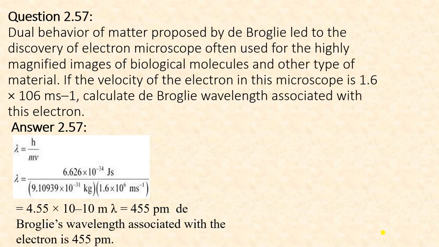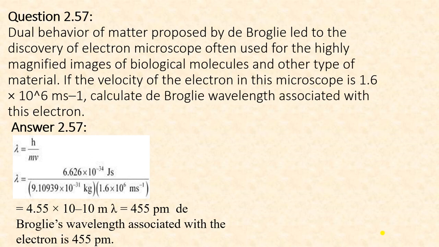After that, question number 57. The dual behavior of matter proposed by de Broglie led to the discovery of the electron microscope, often used for highly magnified images of biological molecules and other types of material. If the velocity of the electron in this microscope is 1.6 into 10 to the power 6 meter second inverse, calculate the de Broglie wavelength associated with this electron.